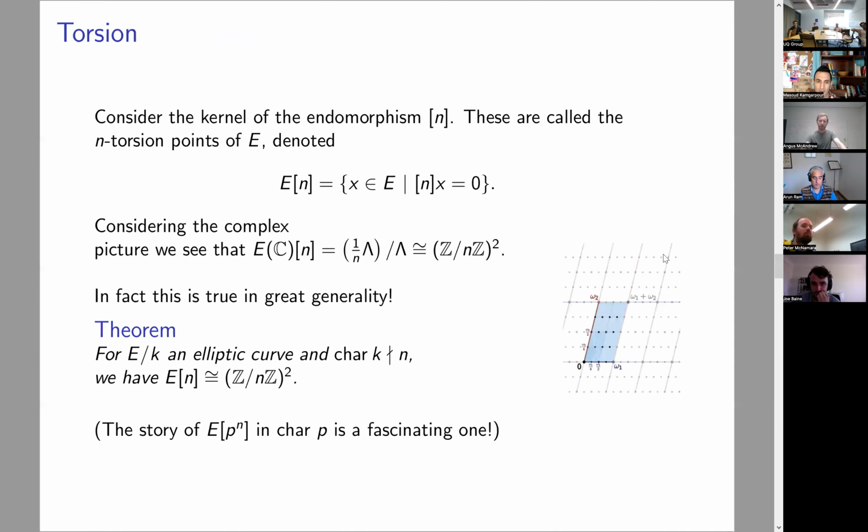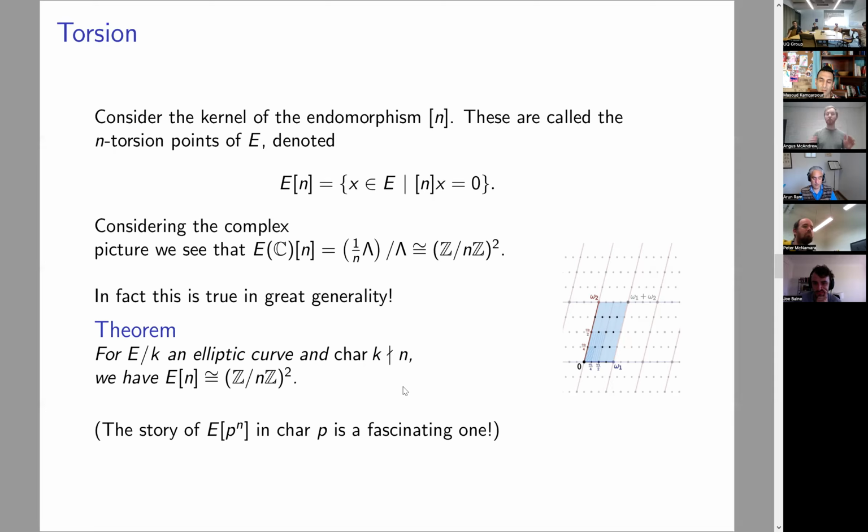I'll go back to the previous slide for a second. And I commented here that this notation is a little sloppy. What I should be saying is that En, the n torsion, is some subgroup scheme of the elliptic curve. And then if I look at the k bar points of this, of the algebraic closure, then I get Z mod n squared.